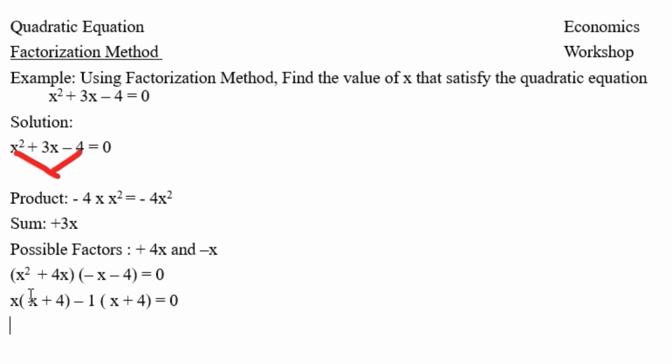So if you look at what we got here, you can see that x plus 4 is common here, x plus 4 is also common here, so I can factor out x plus 4. If you remove x plus 4 here, we are left with x, and if you remove x plus 4 here, we are left with what? Minus 1, and that is equal to 0.